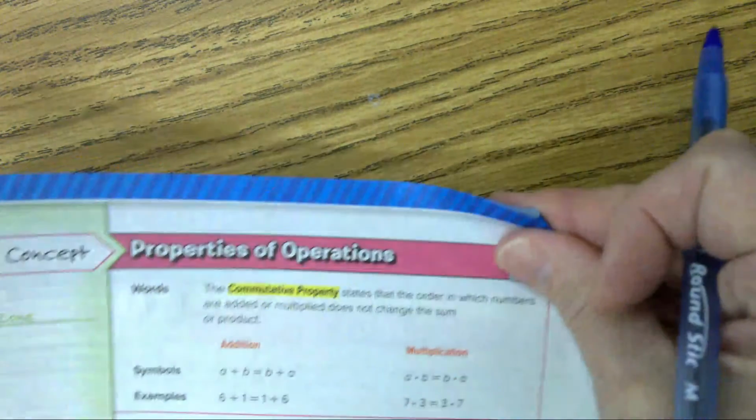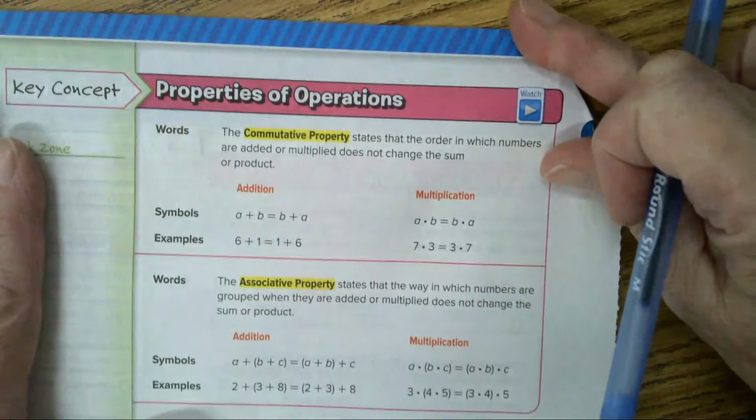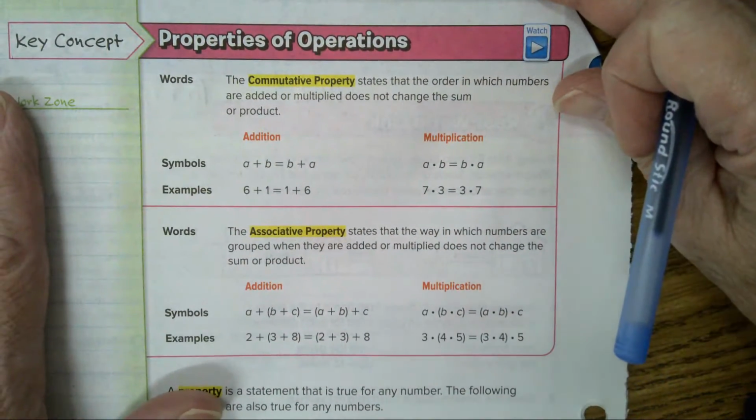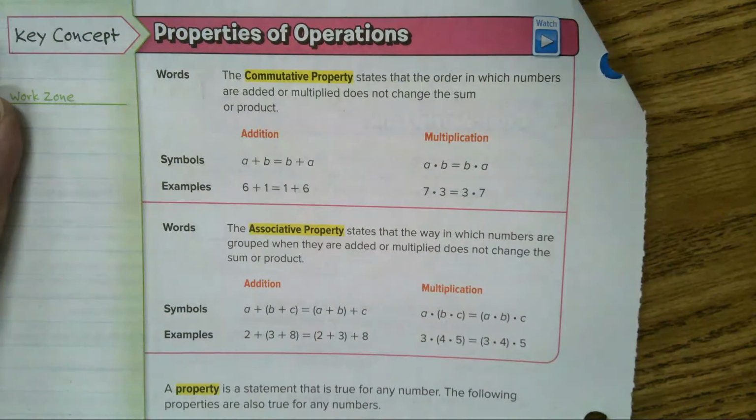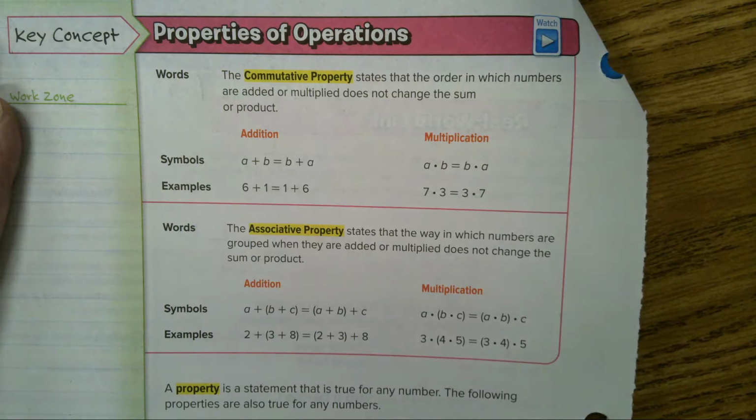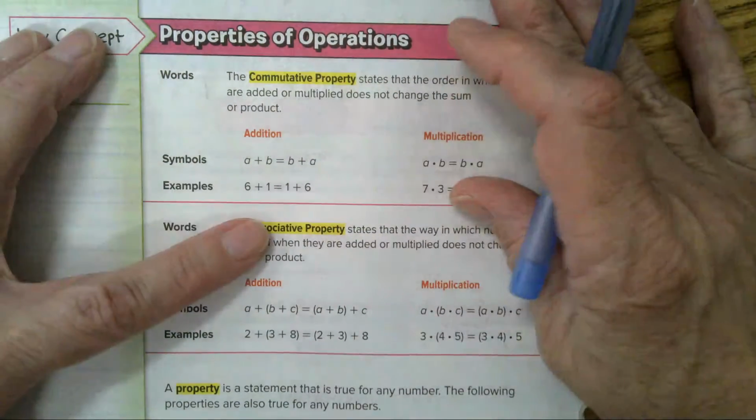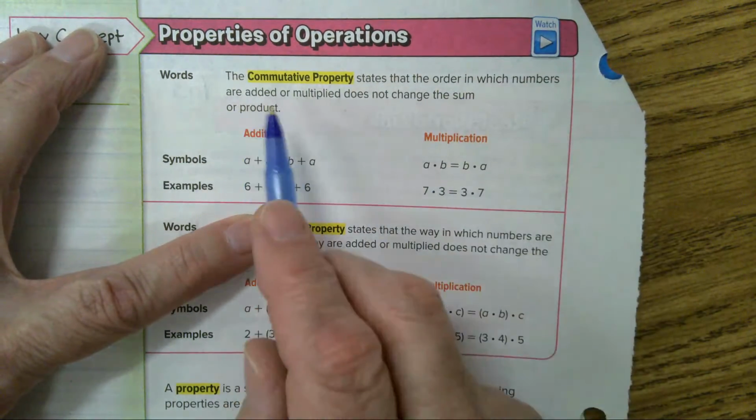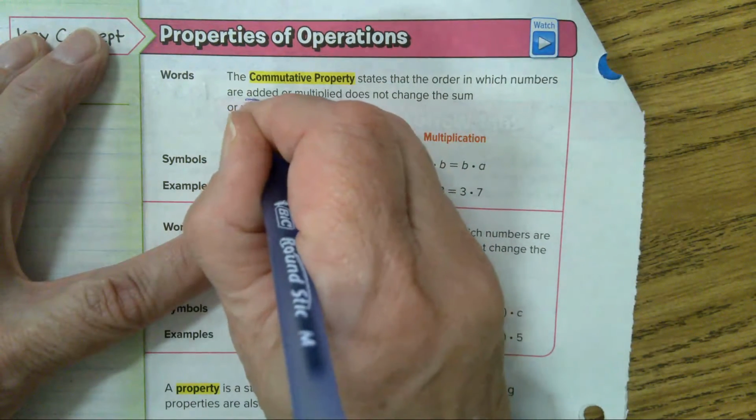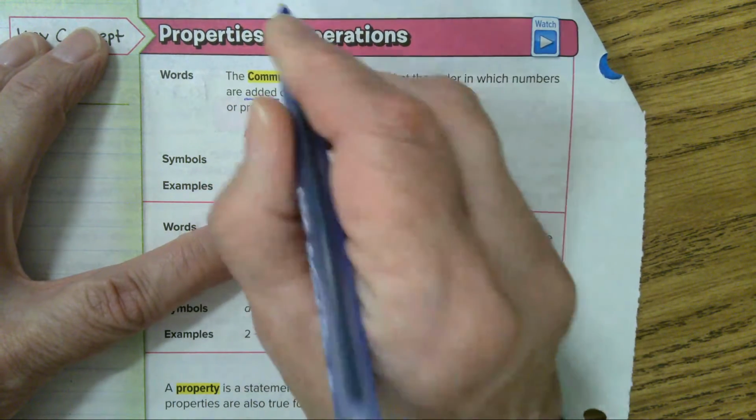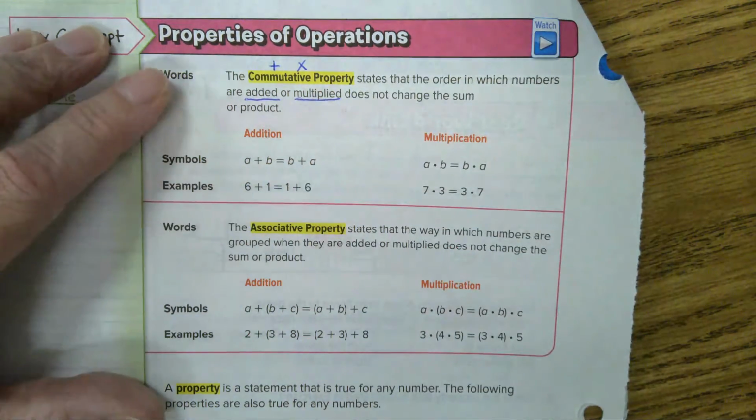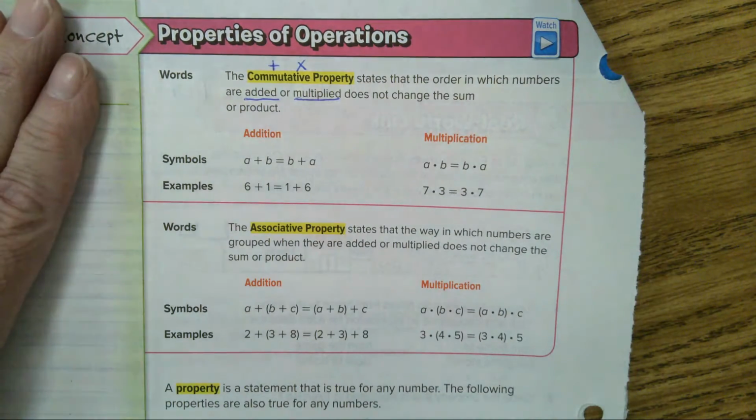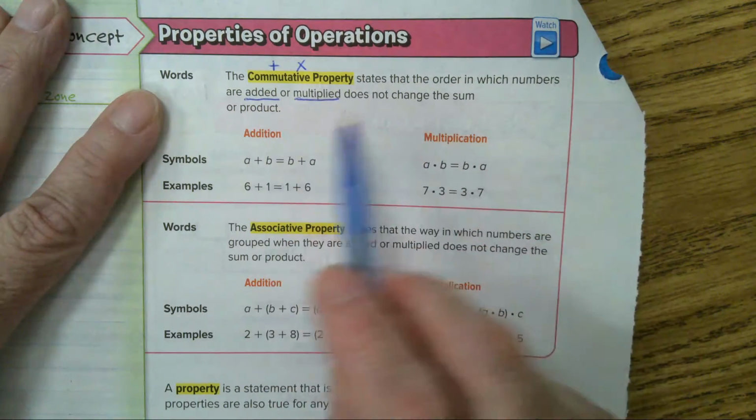Let's just get into the meat of it. Properties of operations. This is how we talk about it in words, and then with symbols, and then we'll do examples with numbers. The commutative property states that the order in which numbers are added or multiplied does not change the sum or product. It's only true for addition and multiplication, so let's put a plus sign and a multiplication sign above it.